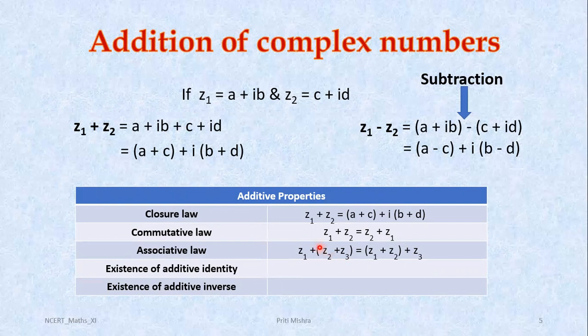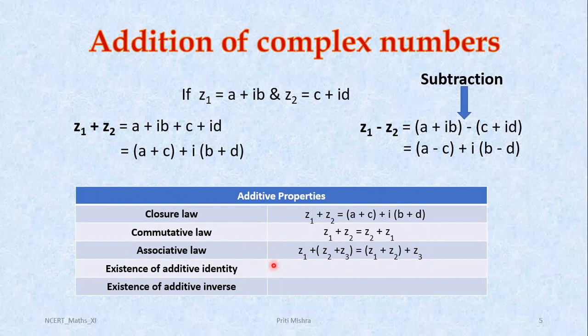So here you can see if we are adding z2 and z3 at first, and then in that addition we are adding z1, the result will be same. If we are adding z1 and z2 at first, then we are adding z3 in that addition. So this is the associative law for the complex numbers.